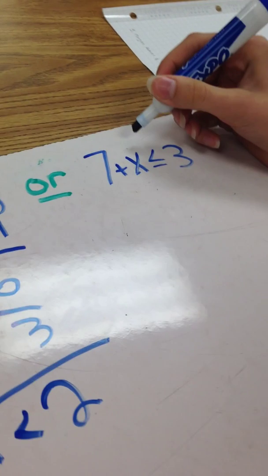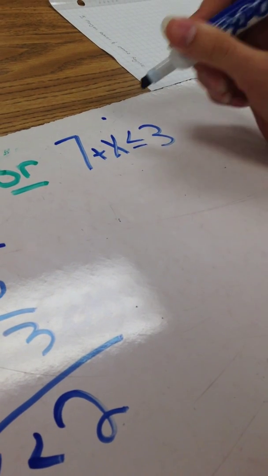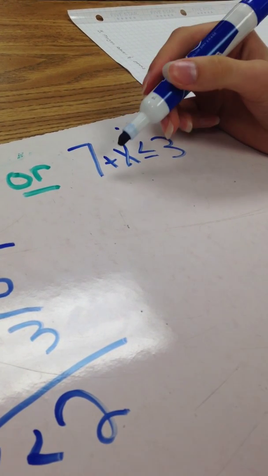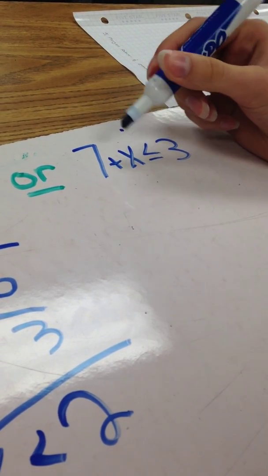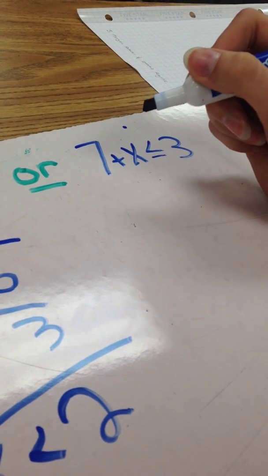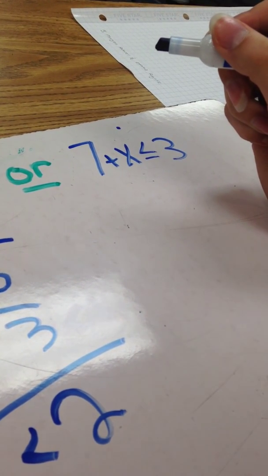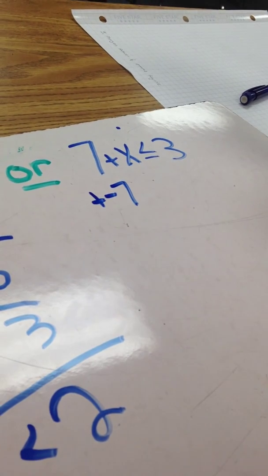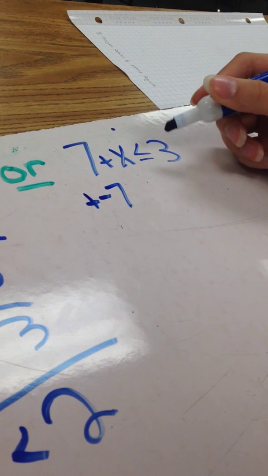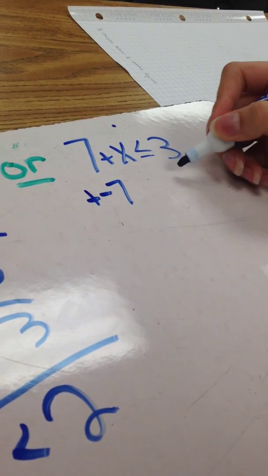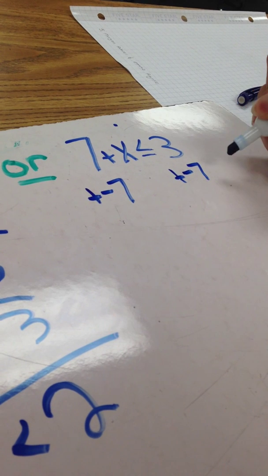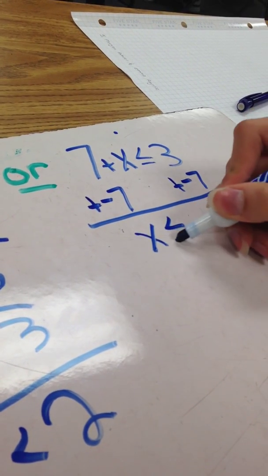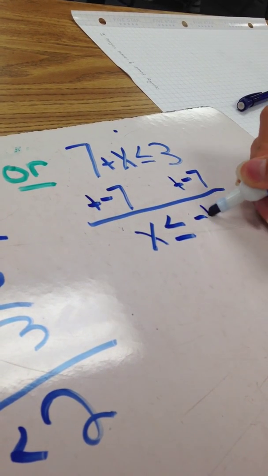Now let's go over to this equation right here. Now, the x and the 7 are connected to addition. So to get the x by itself, we have to minus 7 or add the opposite of 7, so plus negative 7. It's the same thing though. Minus 7 plus negative 7. It'll just be easier to add that to the 3. So now you're left with x is less than or equal to negative 4.